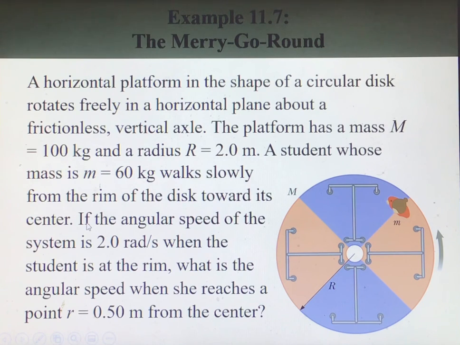We're told that the angular speed of the system is 2.0 radians per second when the student is at the rim. What is the angular speed when she reaches a point r, given by 0.5 meters from the center? So this is the picture of the problem that I'm going to solve. This is the platform, this is the radius, this is the center, this is the axis. This is rotating in the counterclockwise direction. This is the student right here at the edge, and she's going to move towards the center.